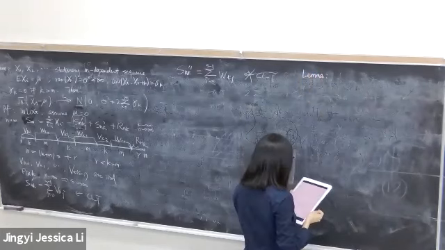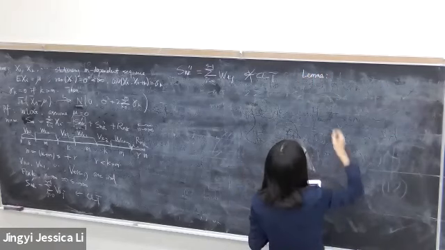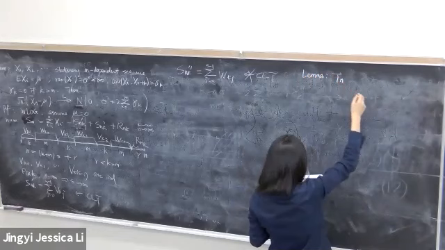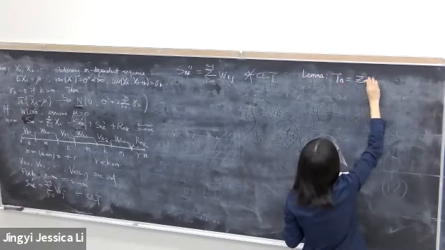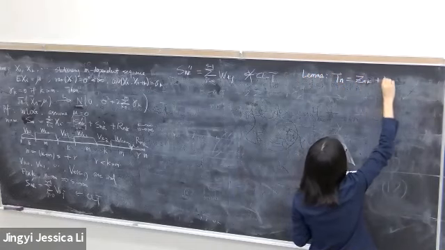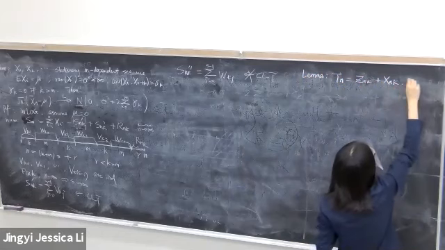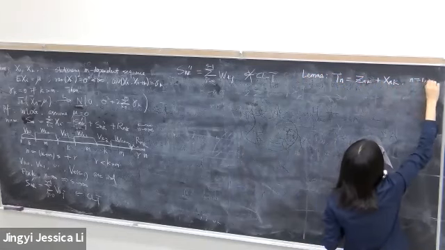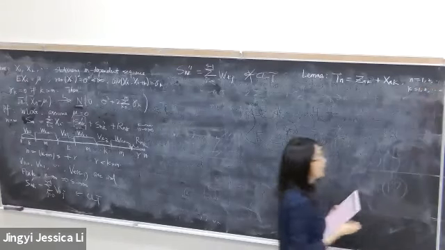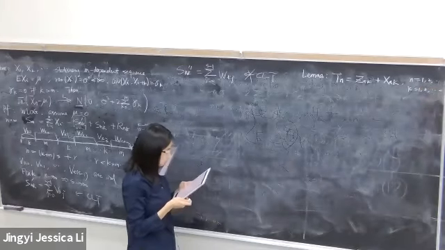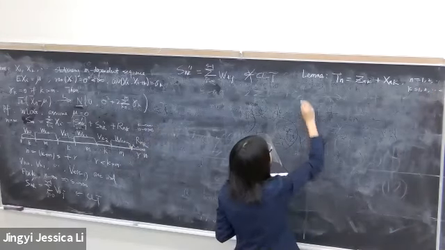So in the lemma, we are going to use a different set of notation. We denote T_{nk} as the sum of Z_{nk} plus X_{nk}, and we have n = 1, 2, ... and k = 1, 2, ... They're both integers that can go to infinity. So we have three conditions.